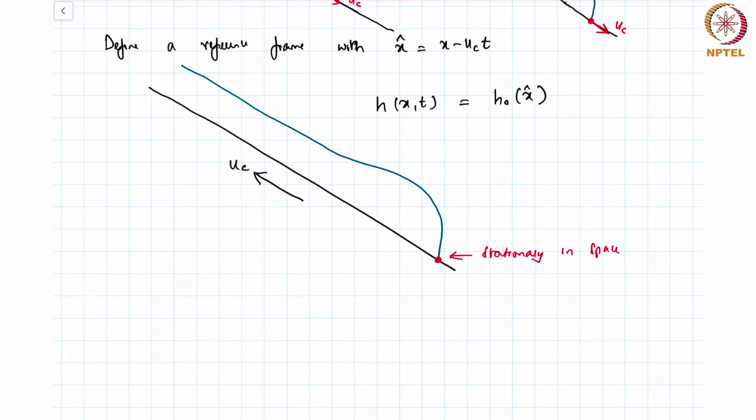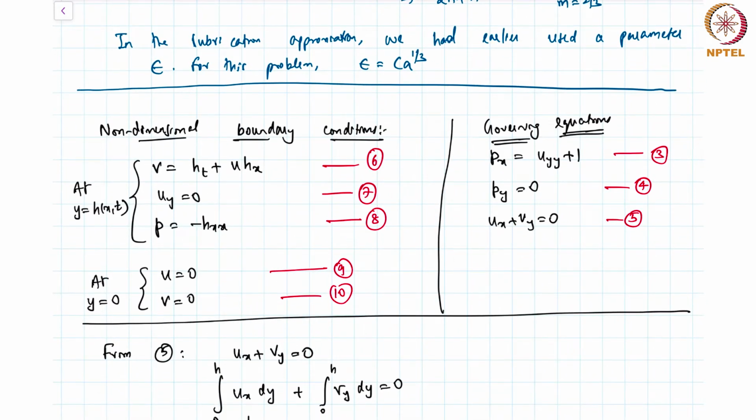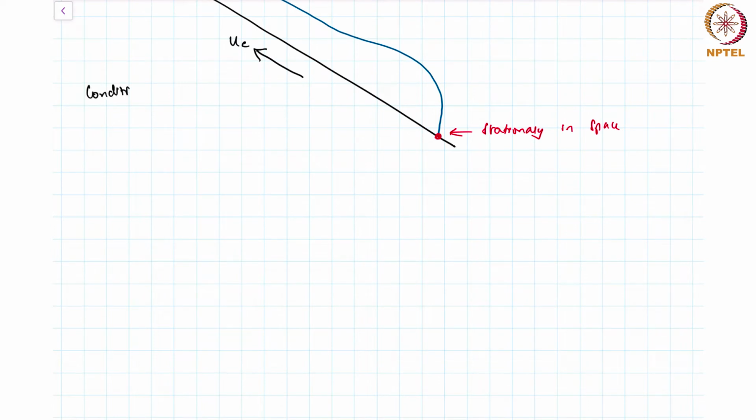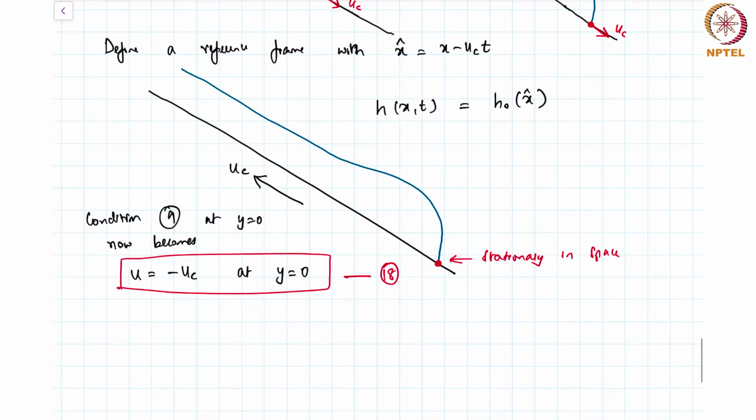So we just have to modify the condition at y equal to 0, right? What was the condition at y equal to 0 that we had? This was the condition at y equal to 0, and this has to be modified. It is not u equal to 0, but u equals minus uc, right? So condition 9 at y equal to 0 now becomes u equals minus uc at y equal to 0. We'll call this number 18. I think the numbering is fine.